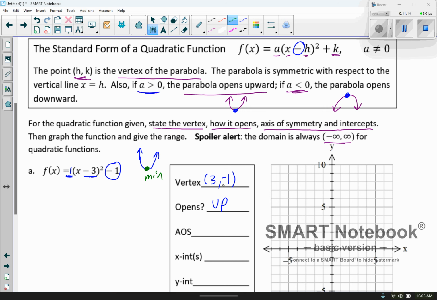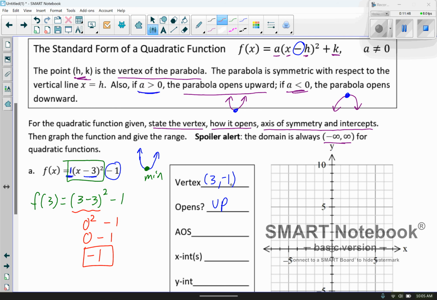And so why is that the vertex? Well, if I were to evaluate this function at f of 3, I'm really looking for what's going to zero this out. What's going to cause this to turn into 0? That value is going to be the opposite of what's here, because when I plug in 3 for x, I get 3 minus 3, squared, and then I have that minus 1 right there. This just turns into 0 squared, which is 0. And then I still have that minus 1, which gives me a negative 1. So that's why the y value is that k value on the back end. It's whatever is on the back end.